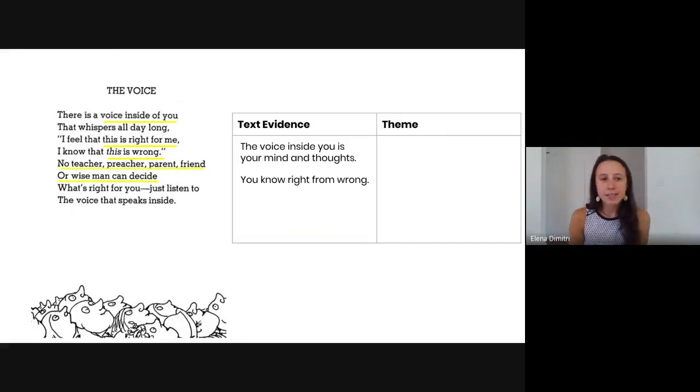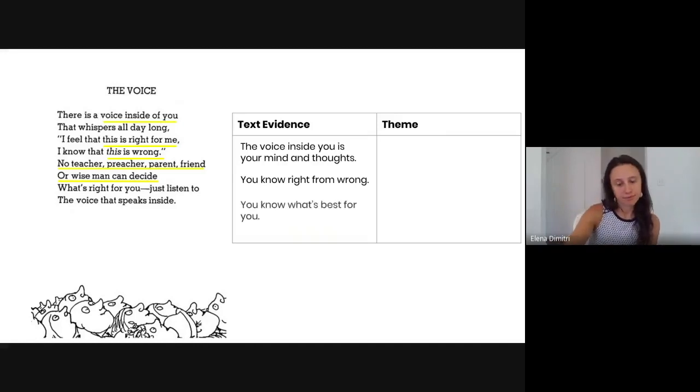The next part that I highlighted was "no teacher, preacher, parent, friend, or wise man can decide." I highlighted this part because I think what Shel Silverstein is trying to say is that you know what's best for you. No one else can tell you what is the best thing for you because you know yourself best.